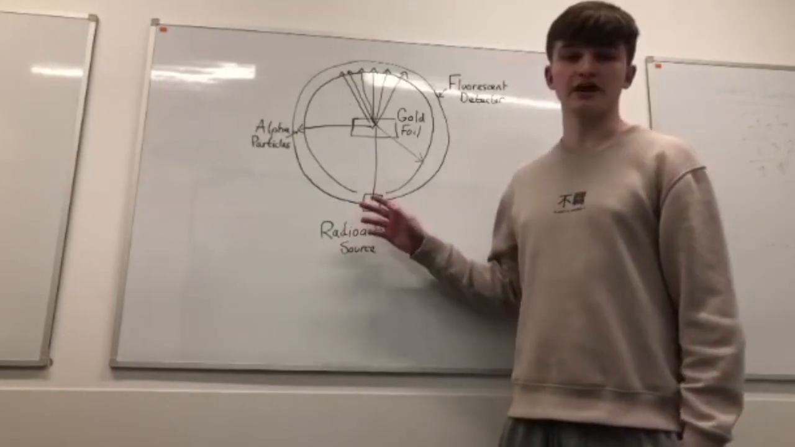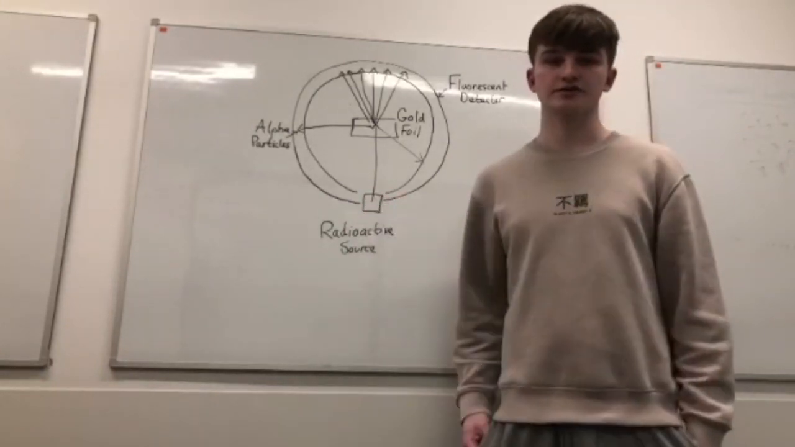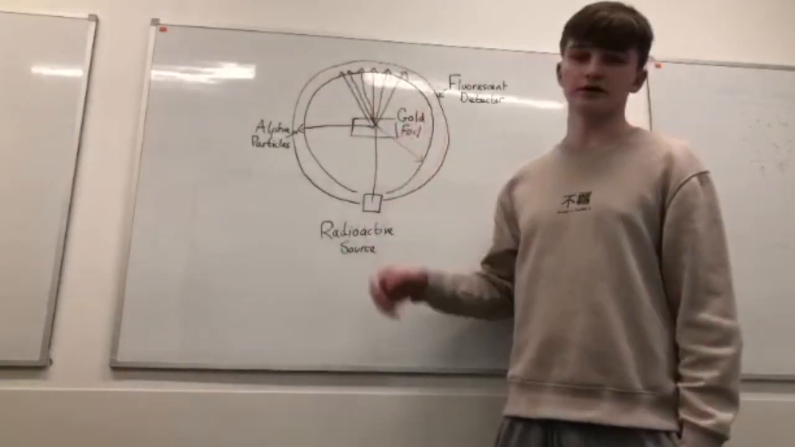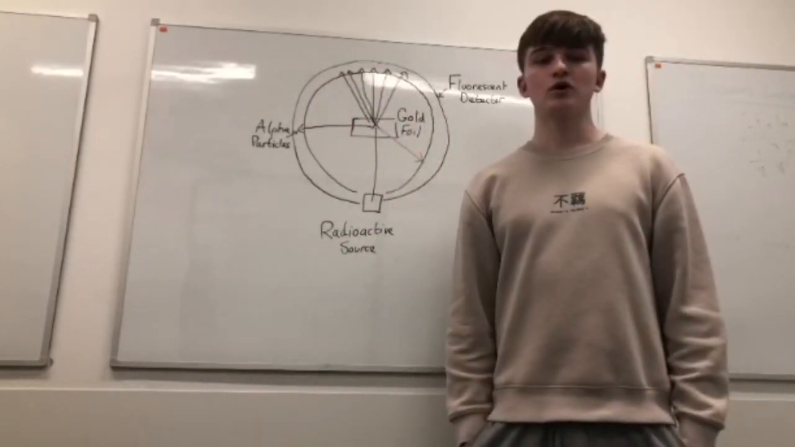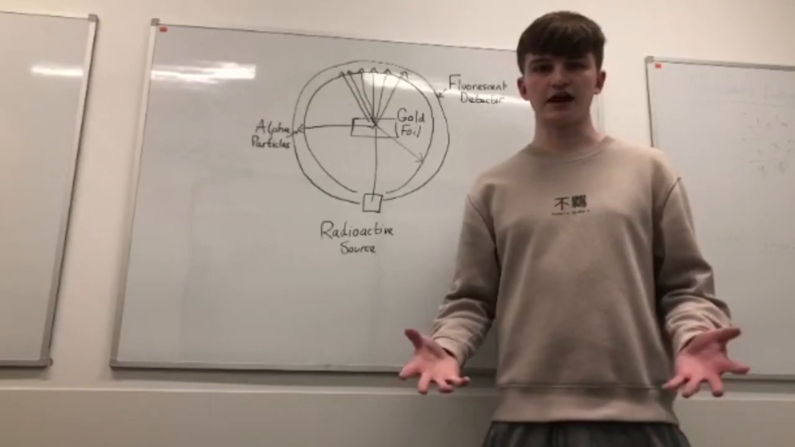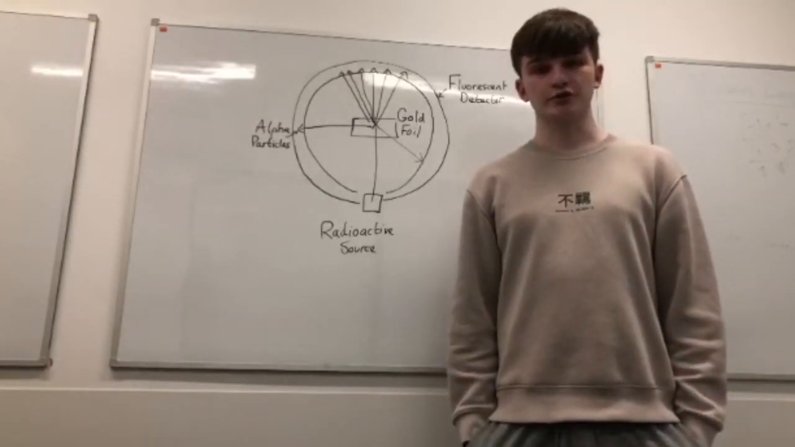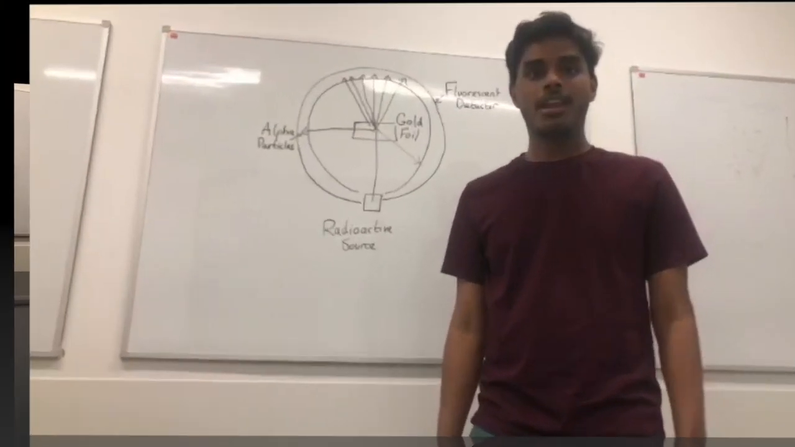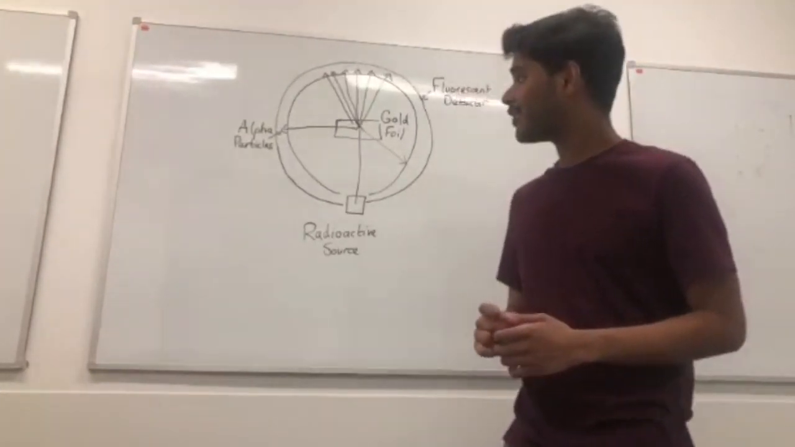Now, in this experiment, the alpha particles were generated from a radioactive source. The detector of the alpha particles was a phosphorescent screen surrounding the gold foil. When the particles came into contact with the screen, there'd be a flash. If the plum pudding model was true, then the positive alpha particles would pass straight through the globule of the plum pudding model. The scientists were very surprised by the results of the experiment.